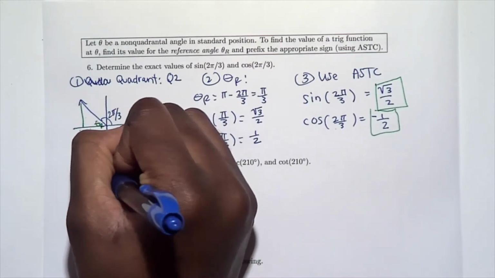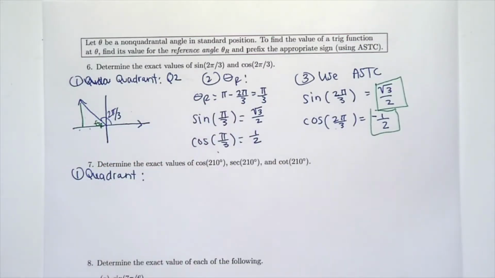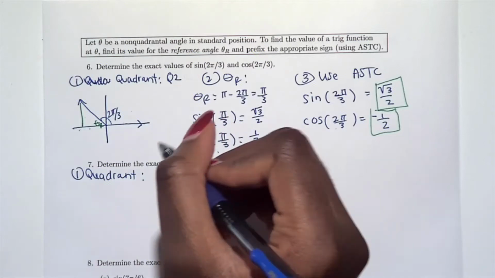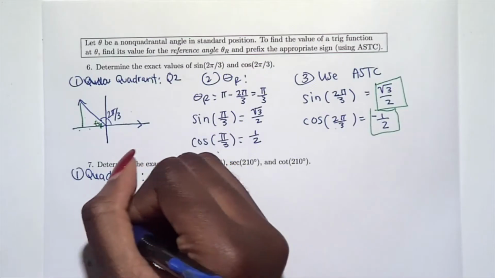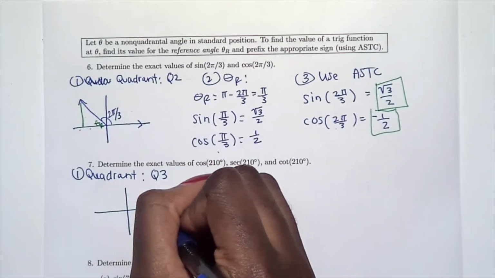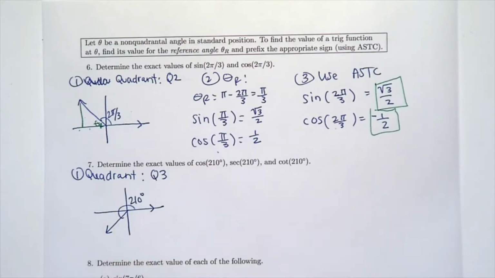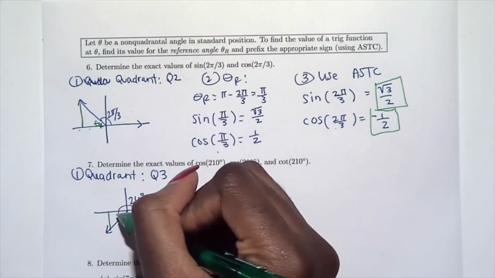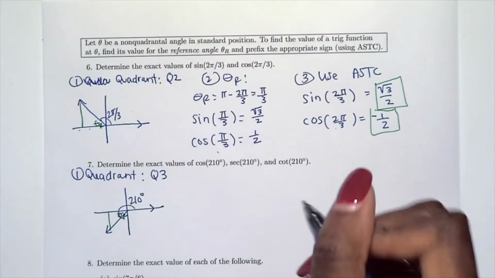All right, so we want to figure out what quadrant 210 degrees is in. Well, it is between 180 and 270, so it's in quadrant 3. So it's somewhere over here. We want to use the reference angle to find our trig function.